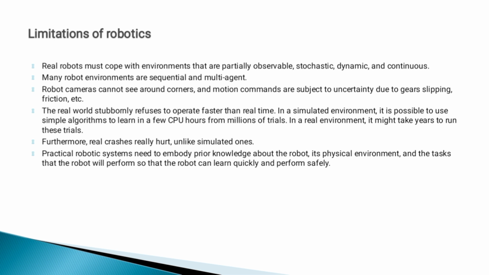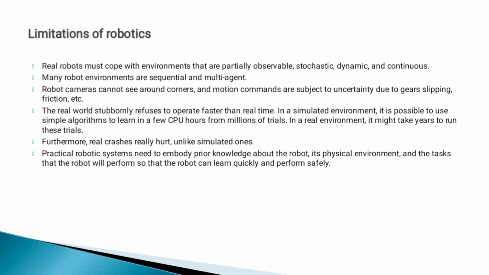Then, limitations of robotics. Real robots must cope with environments that are partially observable, stochastic, dynamic, and continuous. Many robot environments are sequential and multi-agent. Robot cameras cannot see around corners, and most commands are subject to uncertainty due to gear slipping, friction, etc. The real world stubbornly refuses to operate faster than real time.